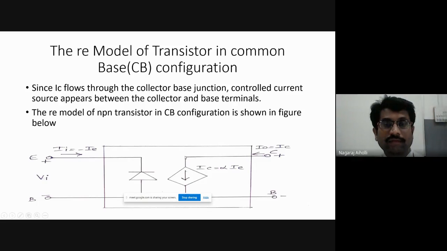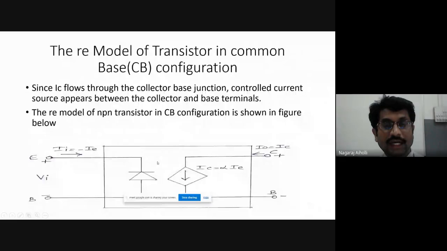Still, this can be modified further. This is the generalized re model of the NPN transistor. Instead of this diode, it can be replaced by its resistance, because we know that a diode has some resistance. When we apply an AC signal to the diode, there is some resistance developed in the diode, and that resistance we call the AC resistance.